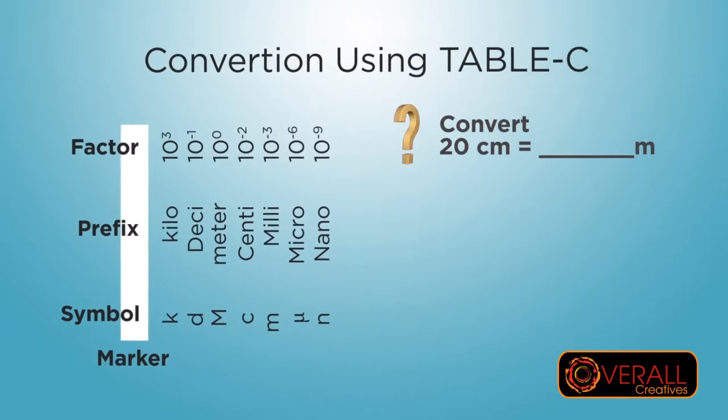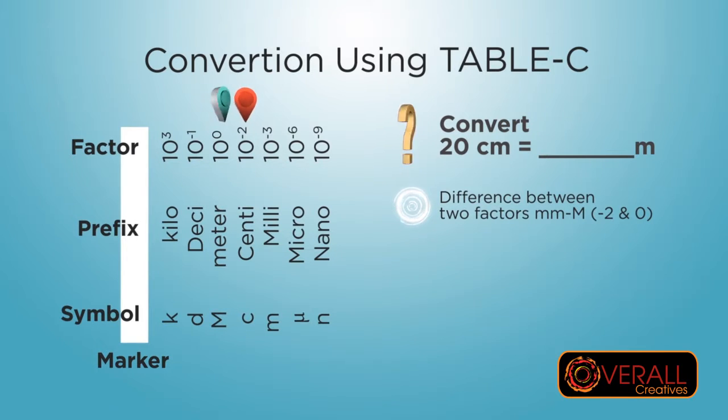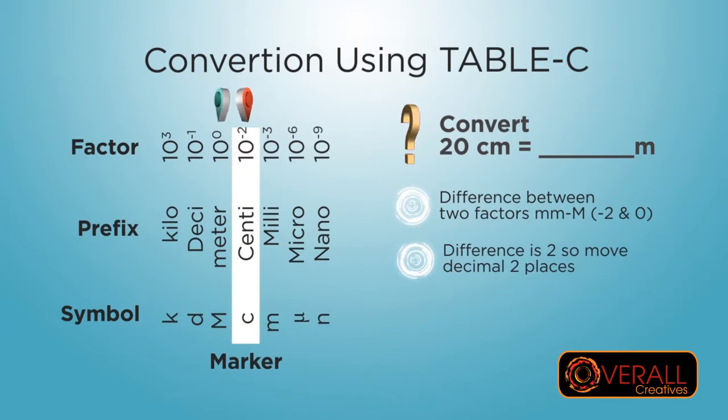And our last example, convert the following, 20 centimeters to meters. Again, first thing I'm going to do, centi. I look up my prefix. So centi is here at 10 to the minus 2. And then one letter is a base unit. That's 10 to the 0. Minus 2 or negative 2 and 0.